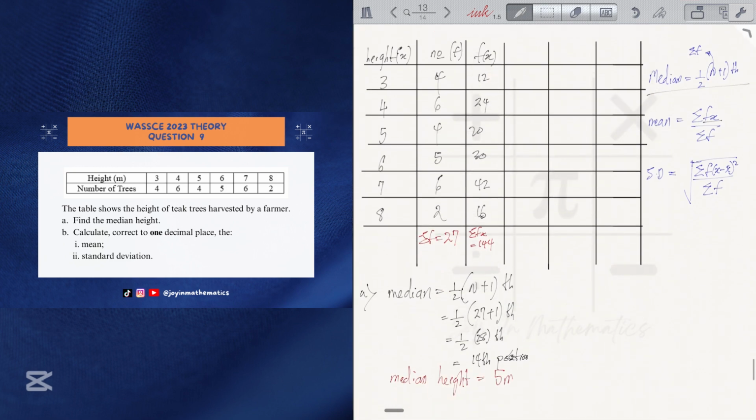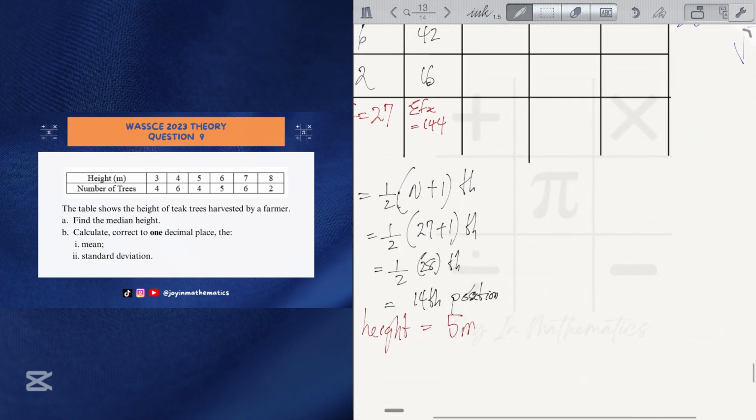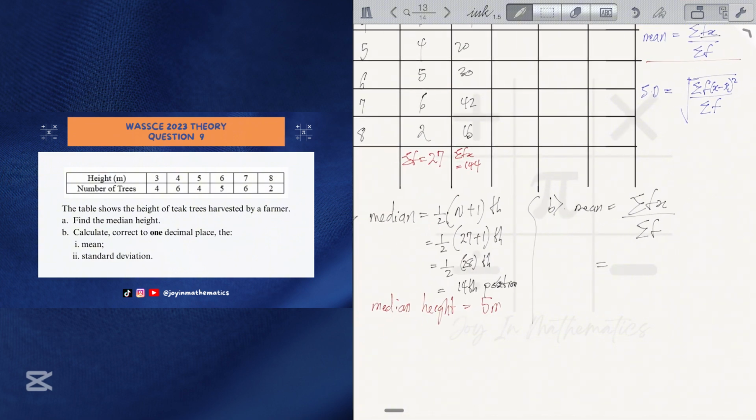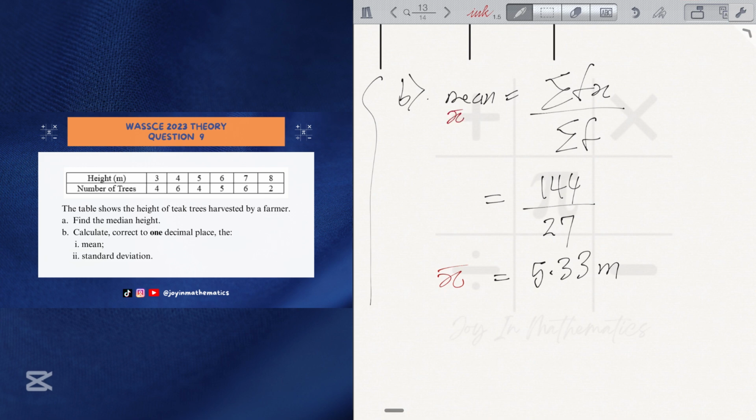So with that, we can easily apply the formula of our mean. Mean is equal to the summation of f of x divided by summation f. So the summation f of x is 144 and summation f is 27. If we use our calculator for this, we'll have 5.33 meters. The mean is usually represented by x bar. So x bar, the mean, is equal to 5.33 meters.